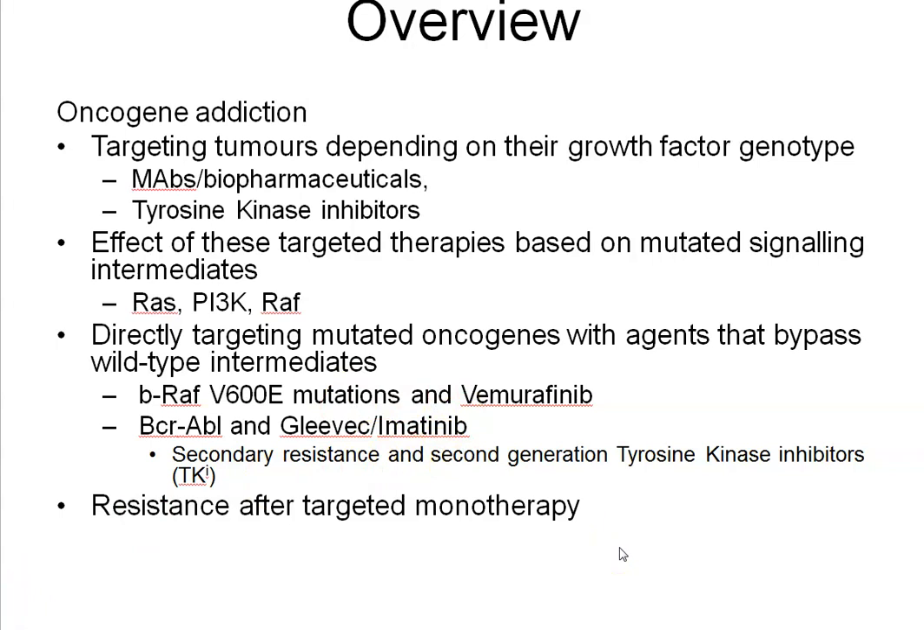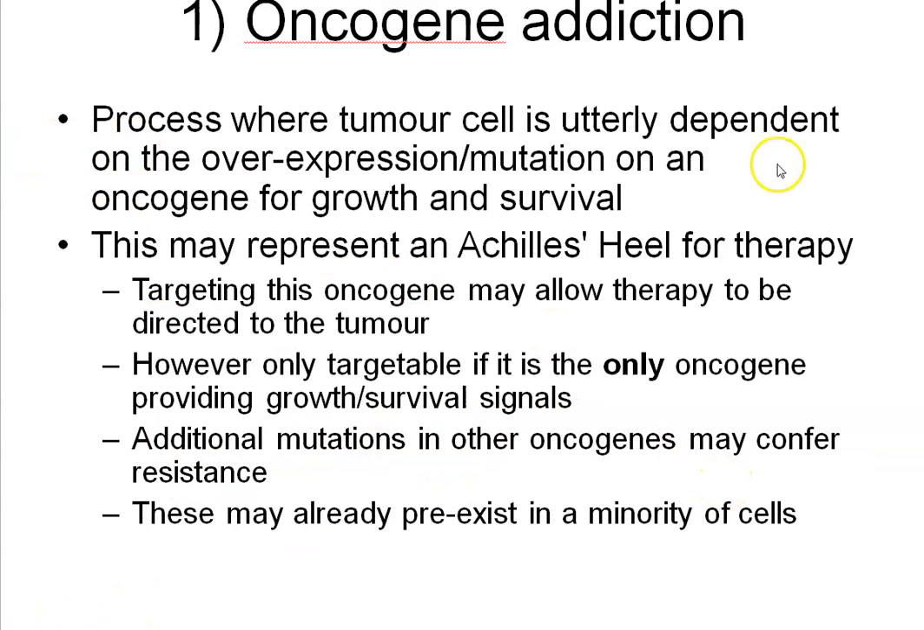So oncogene addiction, as I mentioned earlier, is where a cancer is addicted to the signaling of a specific growth factor receptor or signaling intermediate, and therefore the therapy that we give targets just that one signaling intermediate. So this could be BRAF mutations, which are targeted with a drug called vemurafenib, which we'll come on to later, or the BCR-ABL, which I've just mentioned, which is targeted with imatinib. And this oncogene addiction is thought to be an Achilles heel for the cancer. It's the weak point of the cancer.